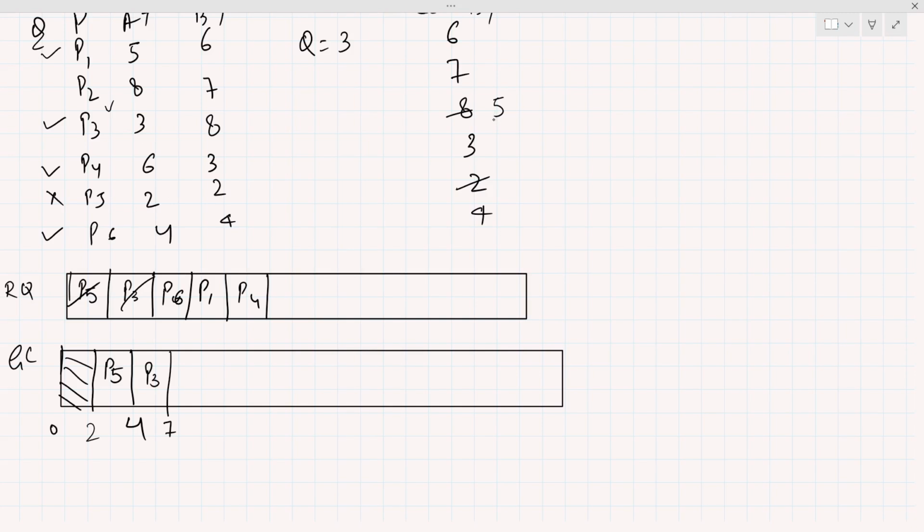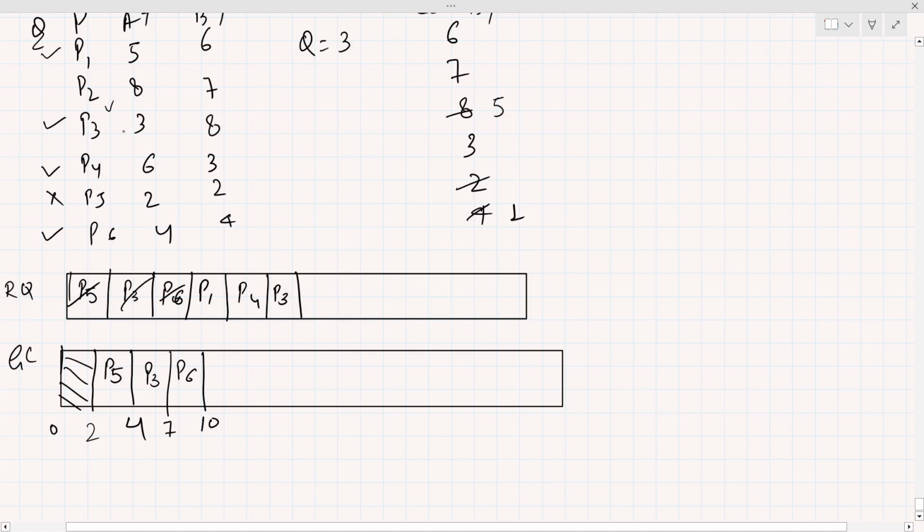So P3 burst time is left. 5 means P3 burst time is left, so we have to add P3. In this way, you have to add the processes. P6 gets the CPU, and the burst time is 4. So it can spend the maximum time. The time left is 1. So 7 to 10.